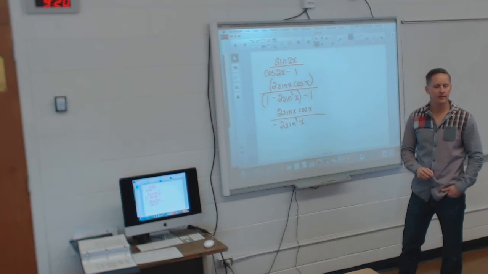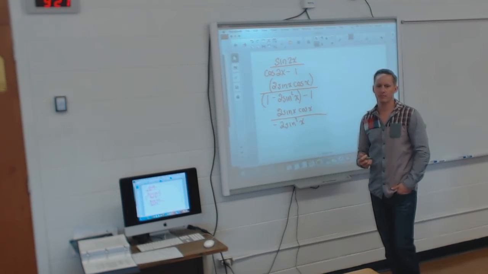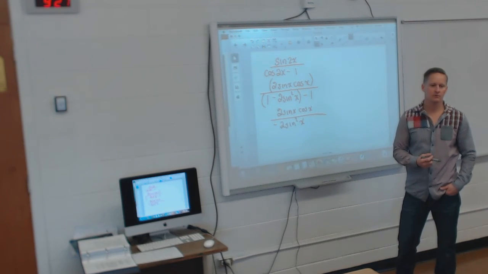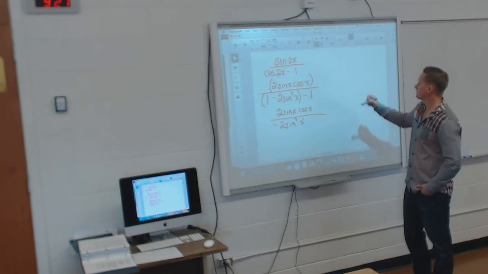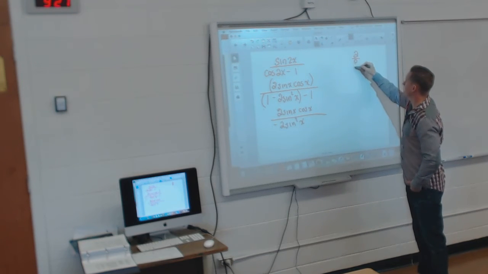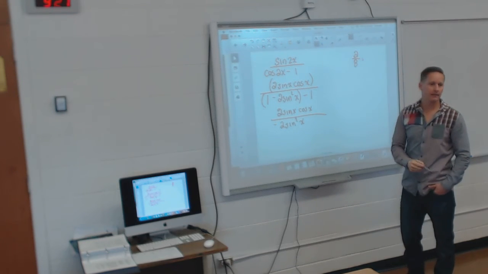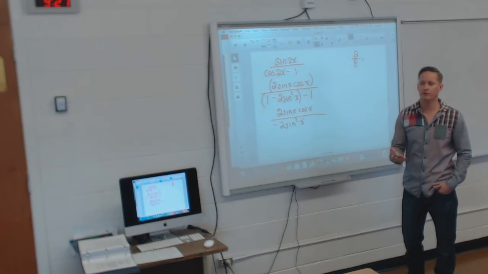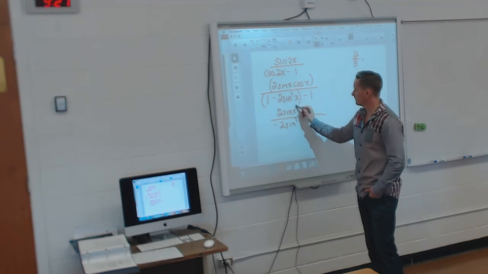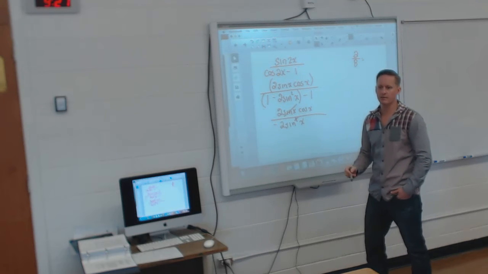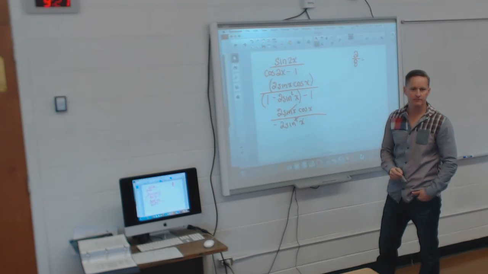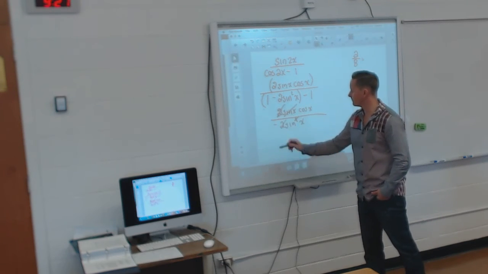Now to simplify, I have a fraction, right? So how do I simplify any fraction? I reduce, right? So I'm going to reduce. That sine x cancels with one of the sine x's on the bottom. Agreed? Yeah. 2 cancels with 2.